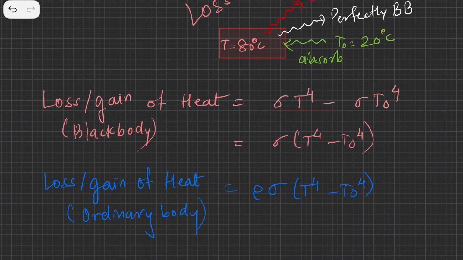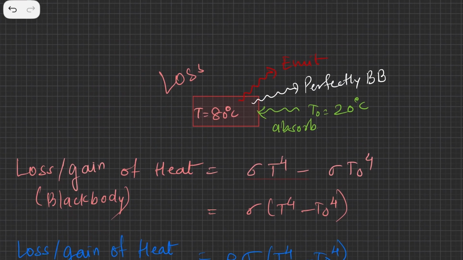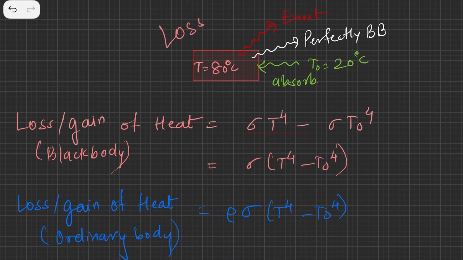Now there is one last aspect. I have also written gain. Why is that gain? Because let's say, suppose we have a body which is at a lower temperature, let's say T is equal to 20 degrees Celsius, and we have a surrounding at a greater temperature, let's say 80 degrees Celsius, like an oven or a furnace. Then your T raised to 4, your body's temperature, is lower, and T0, that is the surrounding temperature, is more. So in that case you will get a negative answer, because T raised to 4 will be a smaller number and this will be a bigger number. So when you subtract it, you will get a negative number.